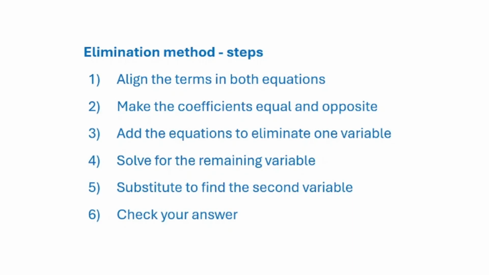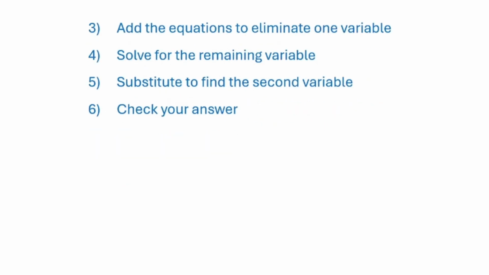We then solve the equation that remains. After that, we substitute the value into one of the original equations to find the other variable. And finally, we check the answer in both equations. This is important because it allows us to verify that the solution we found is correct.